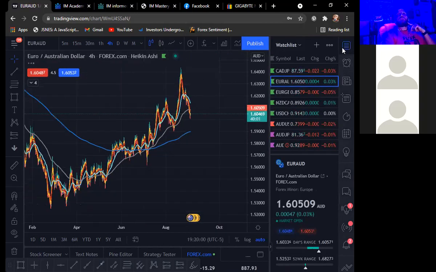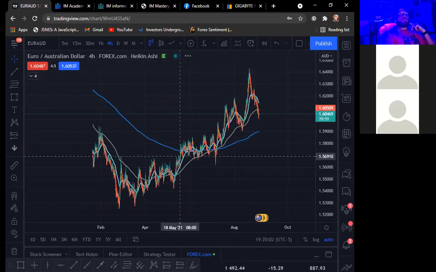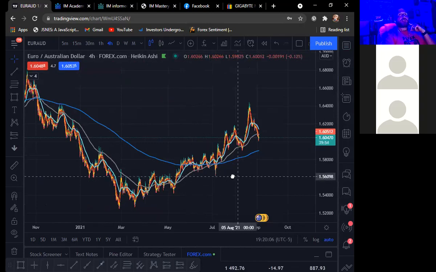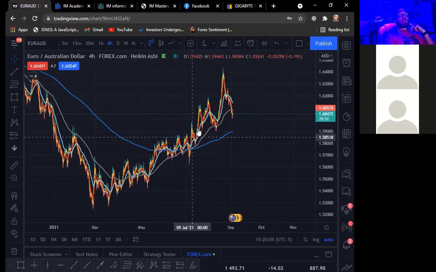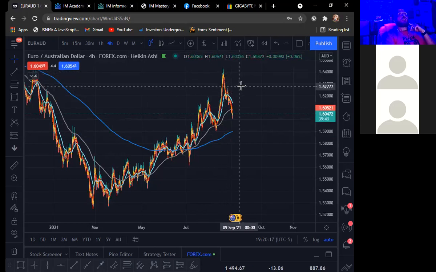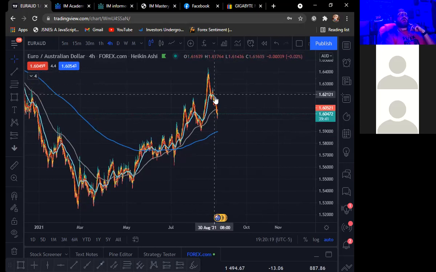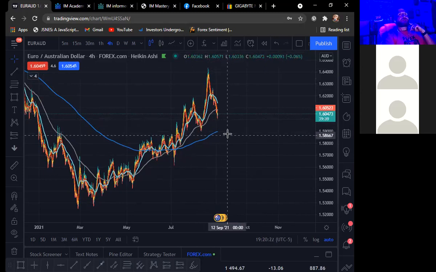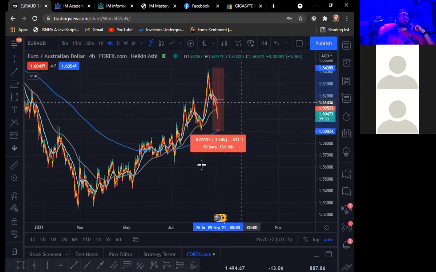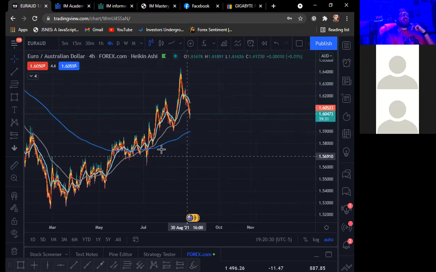Now look here. I would not have entered here, because all of the EMAs are together. But here we start getting away, and look how far away the candles got from the 800. I would definitely be looking to take this trade here. In my opinion, this is going to run all the way back down to the 800, which, if you got in at the top, would be 533 pips. That's not a bad day.